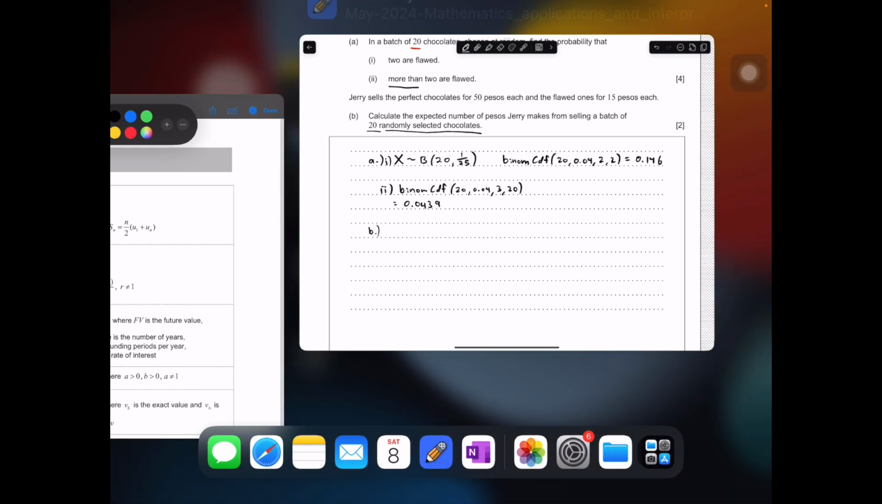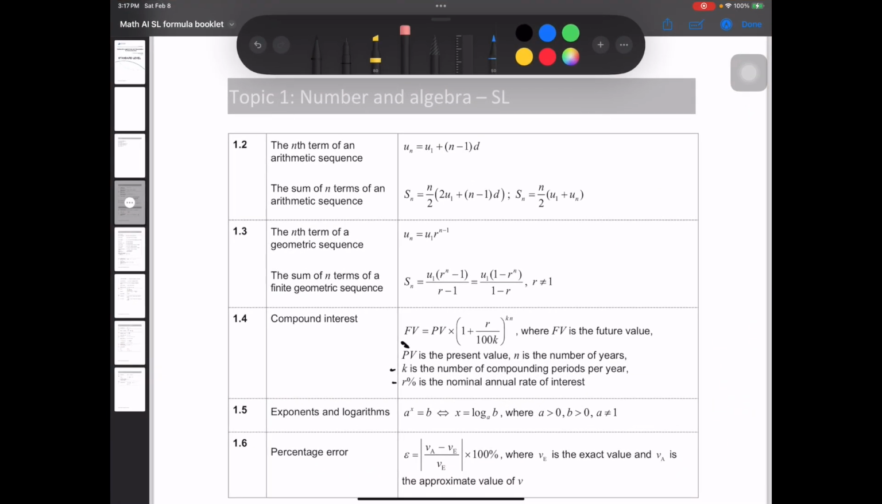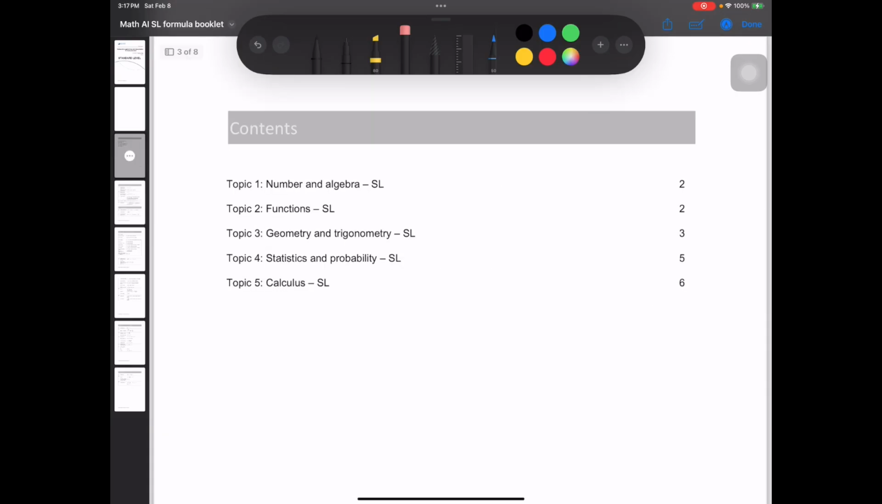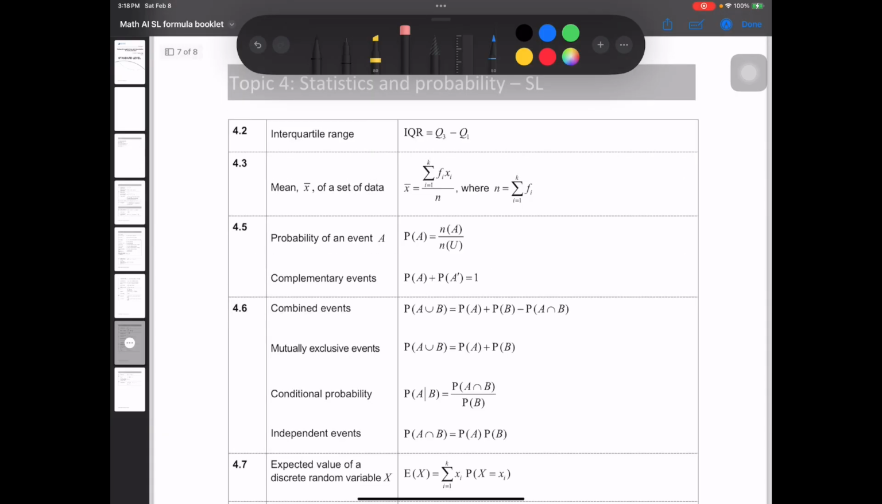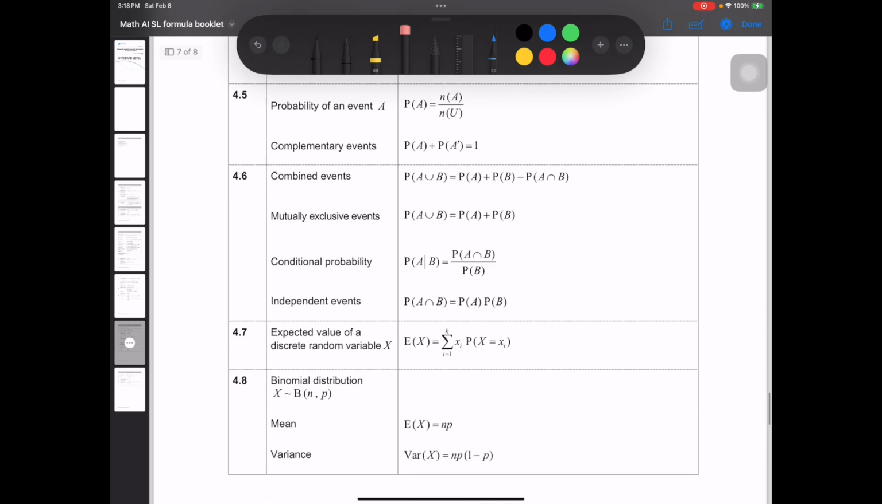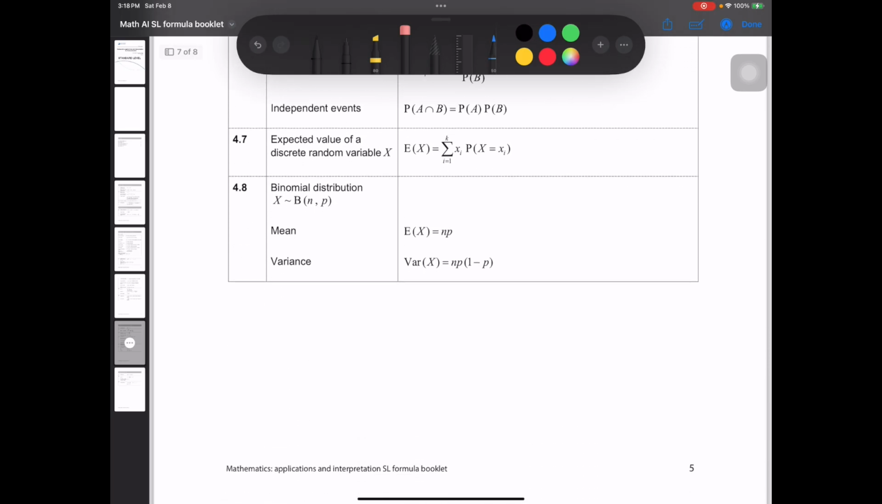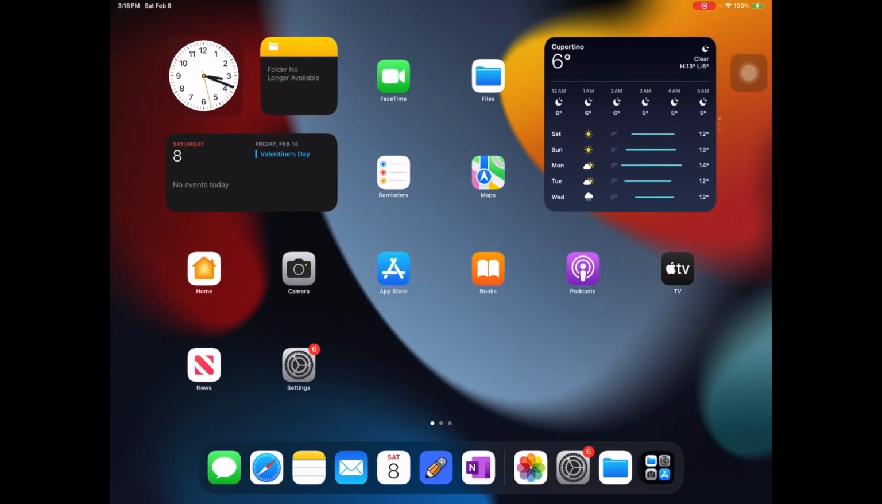If you're unsure on these kinds of questions, or even any question really, especially if you have the time, it's not a bad idea to look at the formula booklet. So here we know we're in the realm of statistics and probability. Looking down here, maybe it's not so clear because it's called the mean or the average. But this essentially is E(X), the expected value: the number of trials, in this case 20 chocolates, and the probability of occurrence, the probability that it will be flawed or not flawed. So that should potentially help.